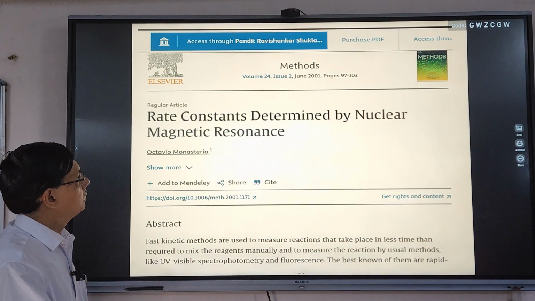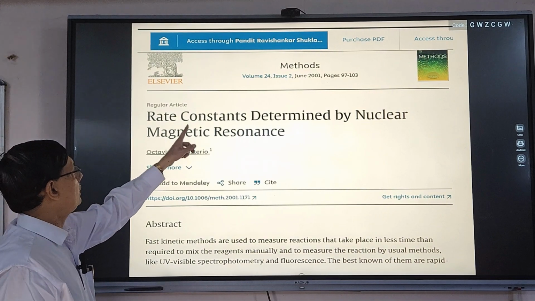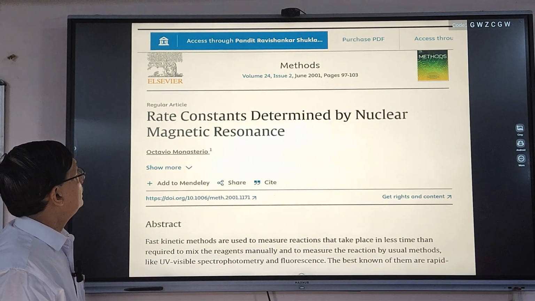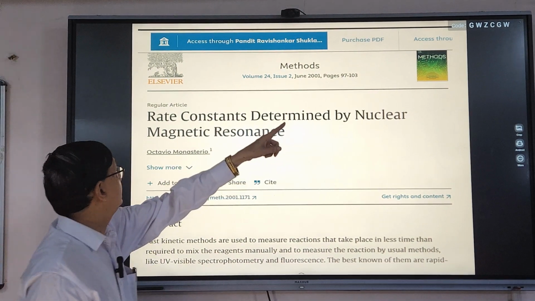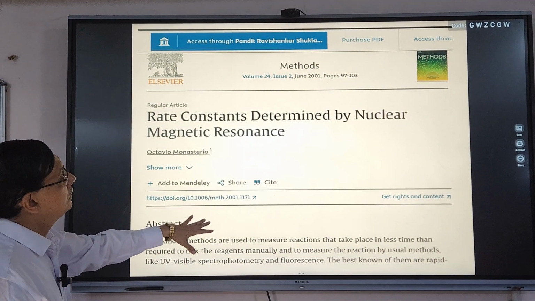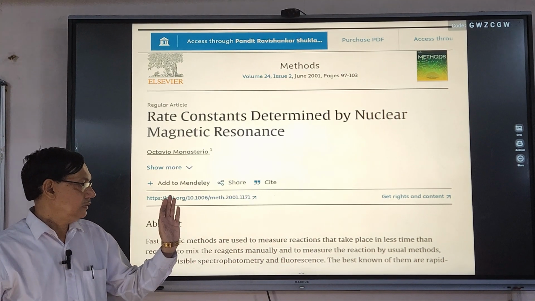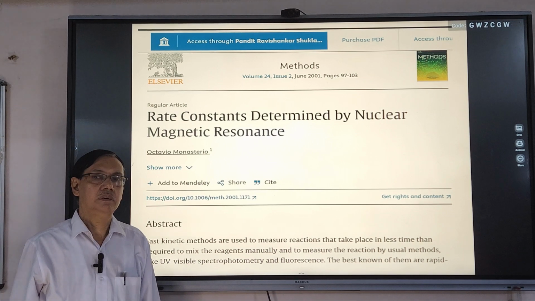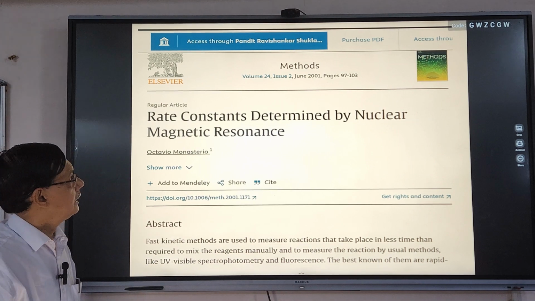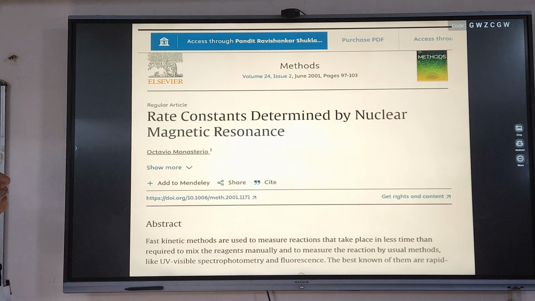So, if you want to study the details of this technique, you must read this article, Rate Constant Determined by Nuclear Magnetic Resonance, published in the journal Methods. Of course, it is a very old research paper, published in 2001, but it is very important and suitable for studying chemical kinetics by these methods. So now let me derive this equation.